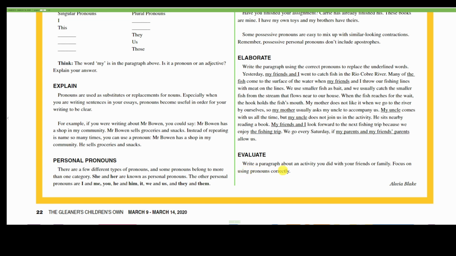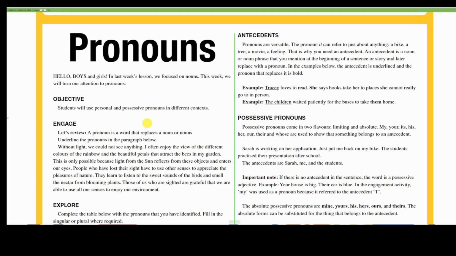Evaluate. Write a paragraph about an activity you did with your friends or family and focus on using pronouns correctly. In this episode, we looked at pronouns, we looked at the personal pronouns and the possessive pronouns.